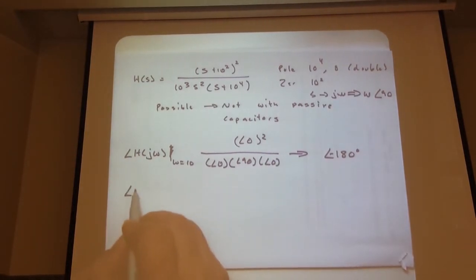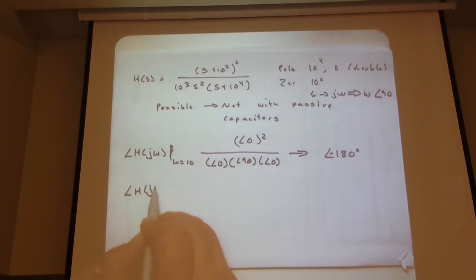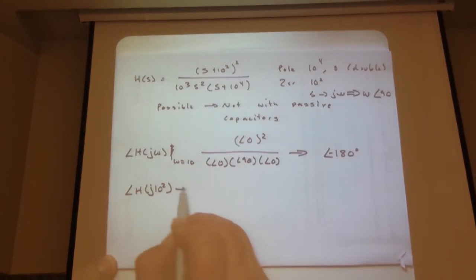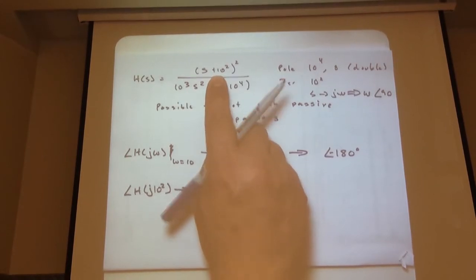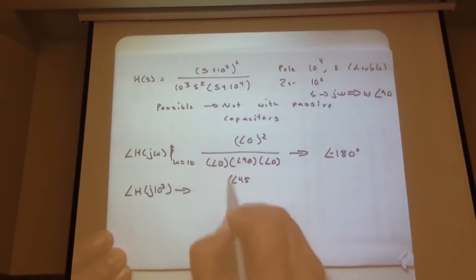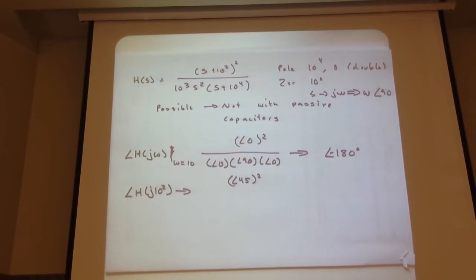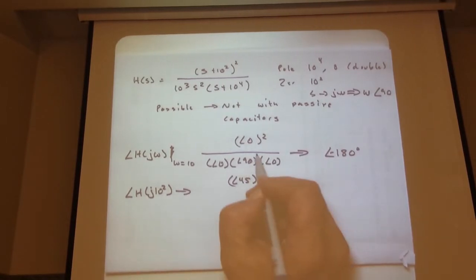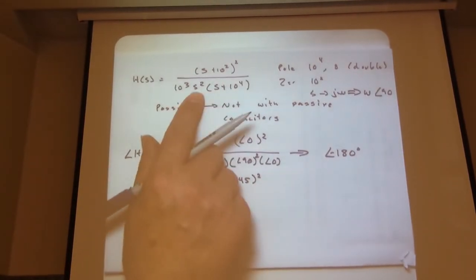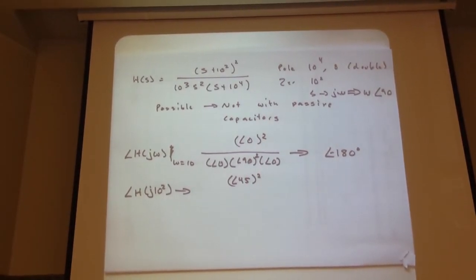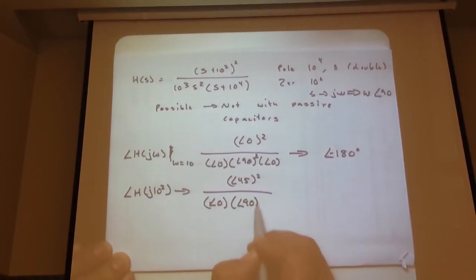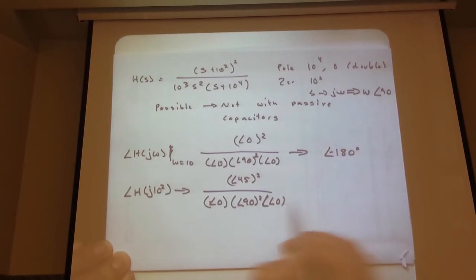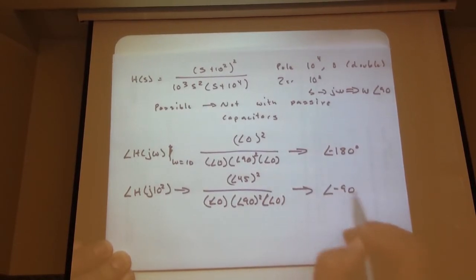We can look at H of J omega, or H of J 10 to the 2. In that case, what's the angle of this now? 10 to the 2. That's angle 45 squared. J 100 plus 100. Just a really quick question. Shouldn't that be angle negative 90? Oh, that was the square. Sorry, I left off the square. Angle 45 squared. Angle 0. This is still angle 90 squared. Angle 0 goes to angle minus 90.